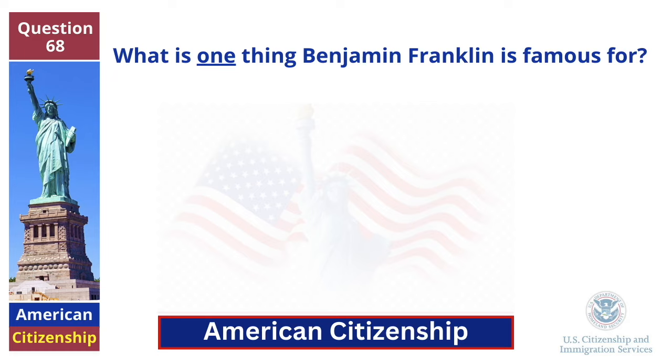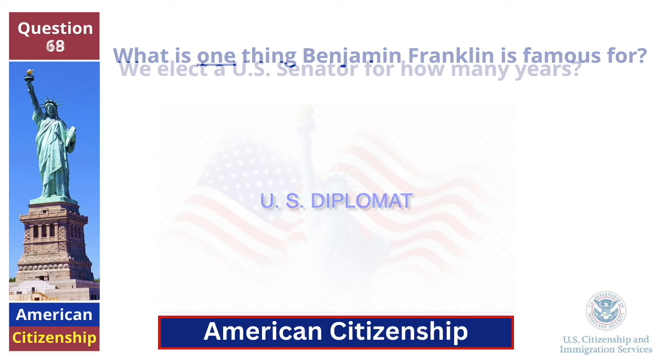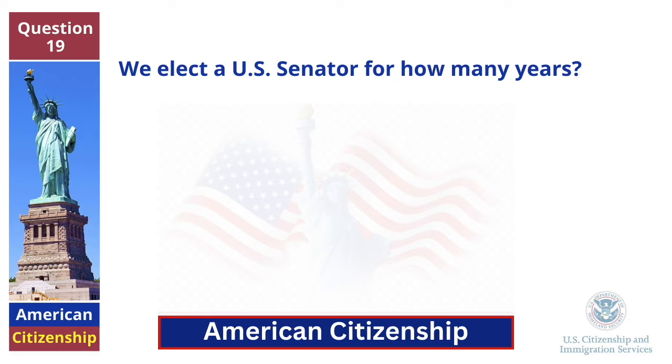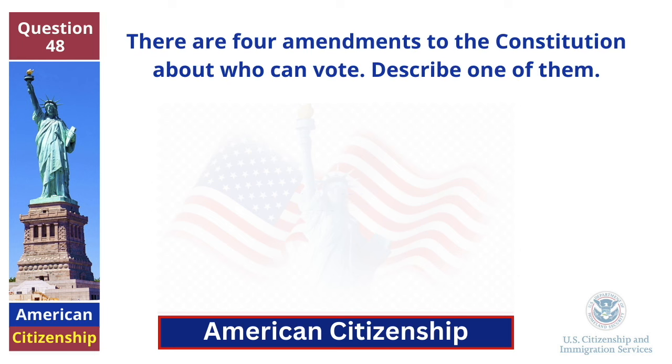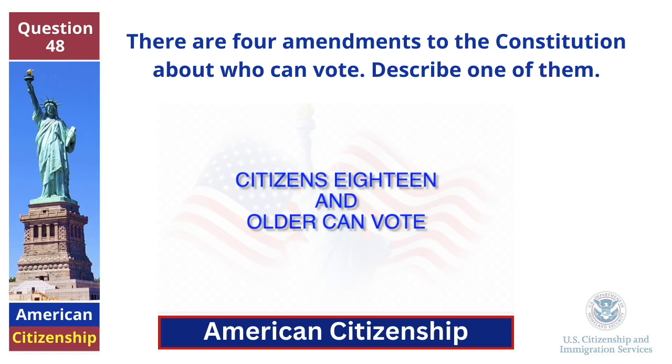What is one thing Benjamin Franklin is famous for? U.S. diplomat. We elect a U.S. senator for how many years? 6. There are 4 amendments to the Constitution about who can vote. Describe one of them. Citizens 18 and older can vote.